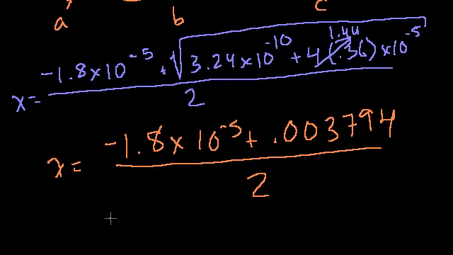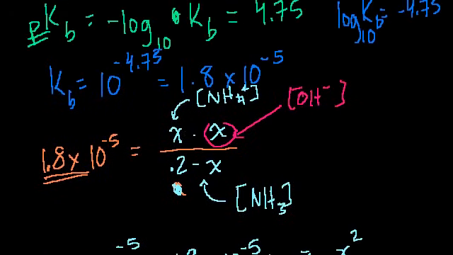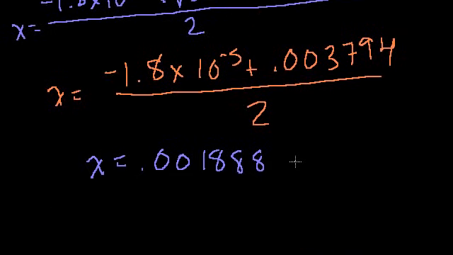It is 0.001. So let me write that. So x, I'll switch colors arbitrarily again. X is equal to 0.00188, and so forth and so on. But if you remember from our original equation, what was x? It's both the ammonium concentration and the hydroxide concentration. We care about the hydroxide concentration. So this is equal to my concentration of hydroxide.